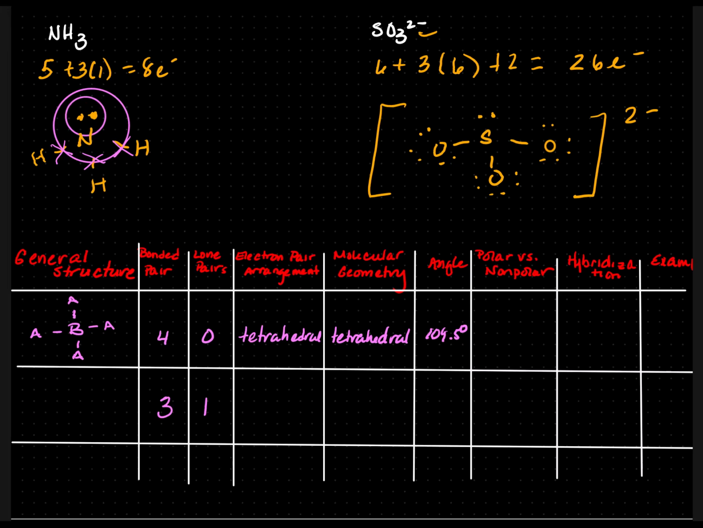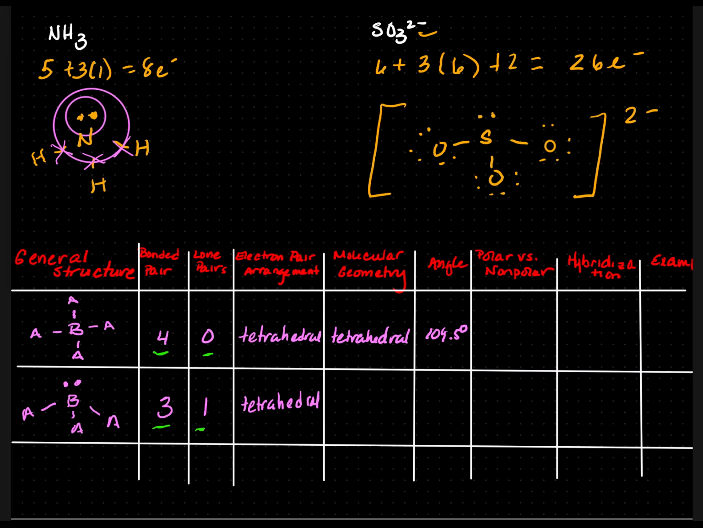The general structure of this is B is my central atom, and we have elements on the outside. Again, they could be single or double bonds, and we have a lone pair. So we have 3 bonded, 1 lone. Electron pair arrangement does not account for the lone pair repelling each other. Its arrangement is tetrahedral. 3 plus 1 is 4. The bonded pairs plus the lone pairs add up to the same number. They have the same electron pair arrangement because it does not count lone pairs.